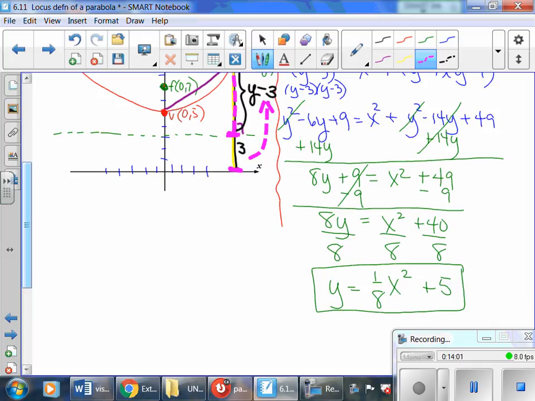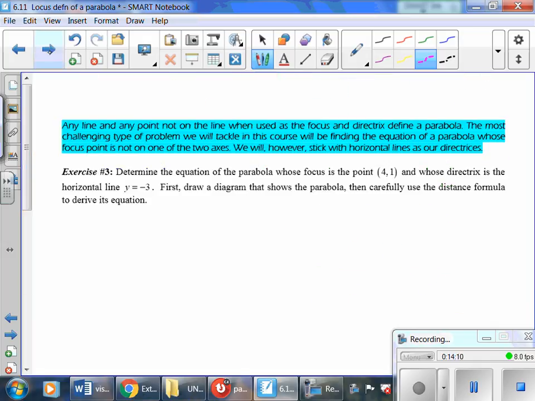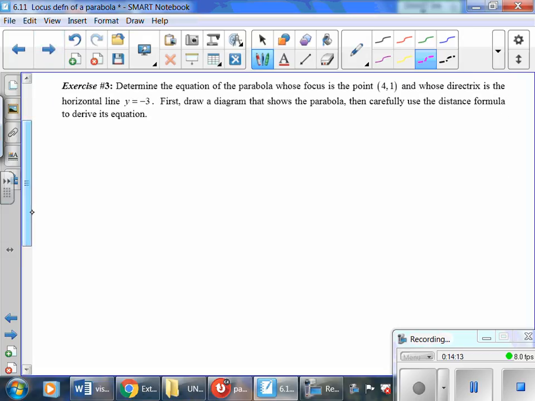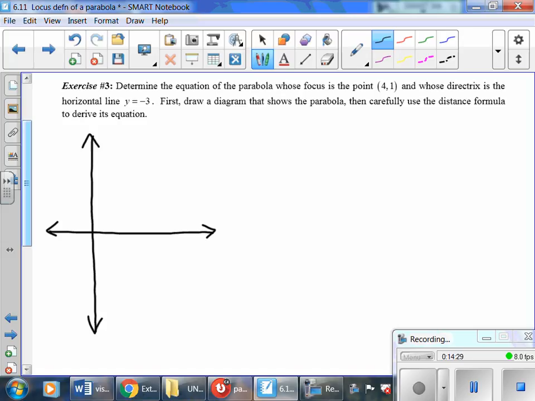Okay, we're going to do the same thing with exercise 3, except we're going to move that focus off of our y-axis. All right, so determine the equation of the parabola whose focus is the point 4, 1. And I've told you this before, I'm a very visual person. So you can always do this on a piece of scrap paper, depending on how artistic you are, if you're coordinated enough to be able to do it on just a piece of paper, like I'm doing it here.